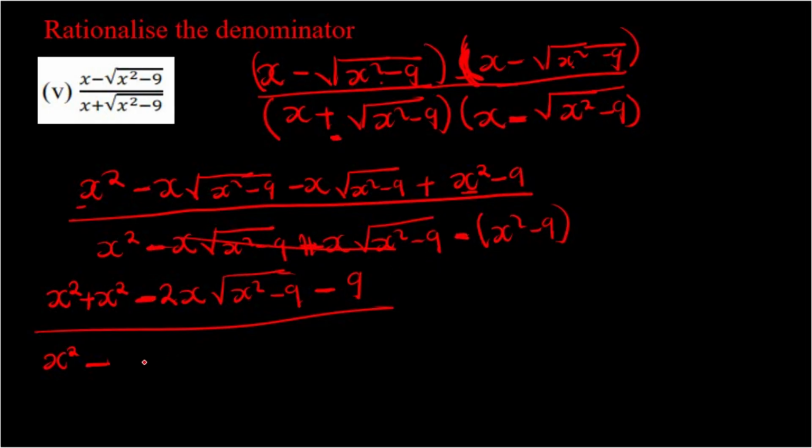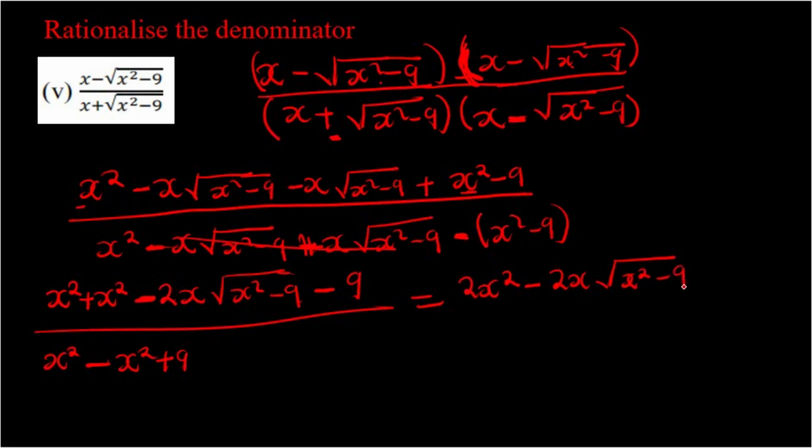Positive. So we have negative there, right? So that negative will multiply to be negative x, then it will be positive 9, like that, right? Such that your answer will be x squared plus x squared, which is 2x squared minus 2x root of x squared minus 9 on this side, over 9. So this is how you simplify. You can't simplify any further. So that's how we answer that one.